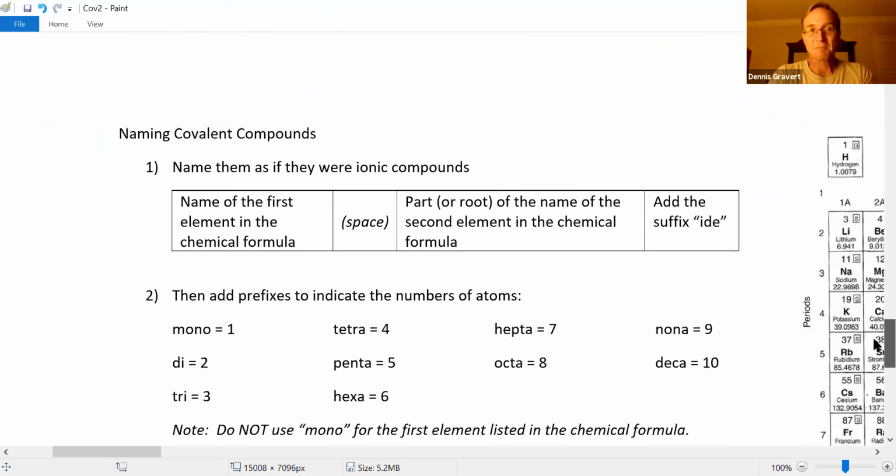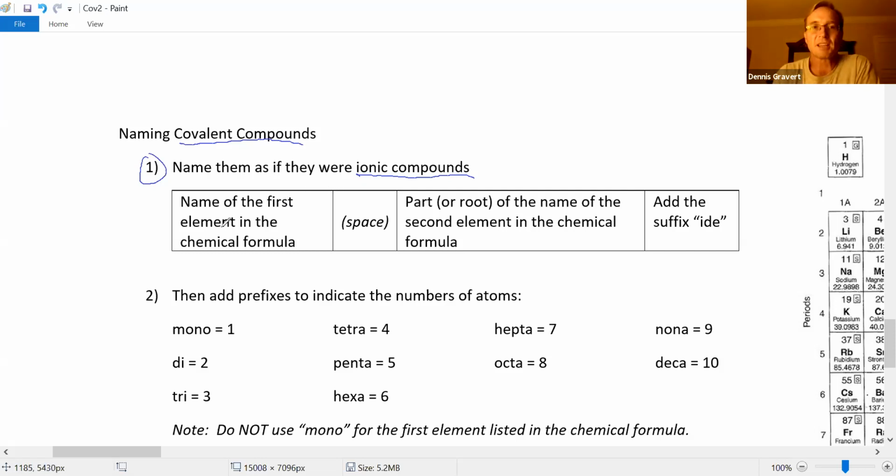Naming covalent compounds. Okay, take a look at the previous video and refresh your memory on how to name ionic compounds. I got part of the procedure here. Okay, for naming ionic compounds, you're going to actually start out the same way when you name covalent compounds. So that's step 1. Pretend they're ionic for a second. Okay, so what happens if they are ionic? How do you name them?